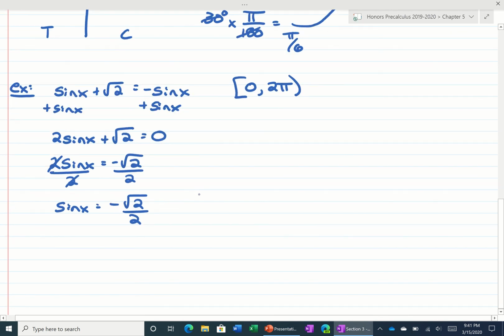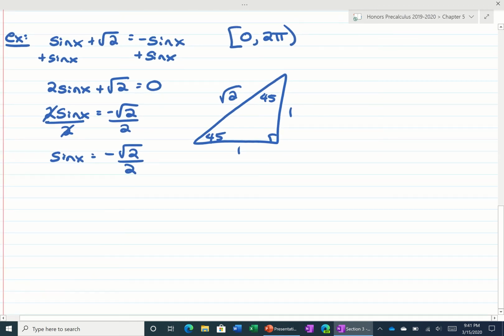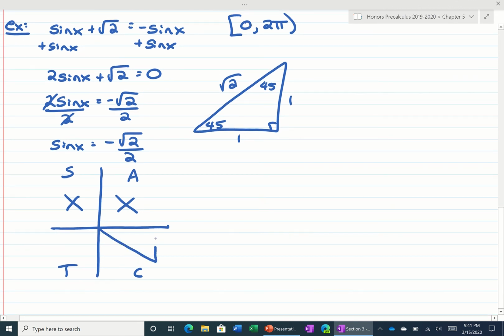And this looks familiar to me from a 45, 45, 90 triangle. We have 1, 1, and root 2. So we want to be able to figure out sine of 45 is 1 over root 2, which is the same thing as root 2 over 2. But because sine is negative, we want to draw our triangle where sine is negative and then put 45 degrees there. So we wouldn't draw it in this quadrant or this quadrant because sine would give us a positive answer. But if we draw it here, 45 degrees and 45 degrees, we would get what we're looking for.